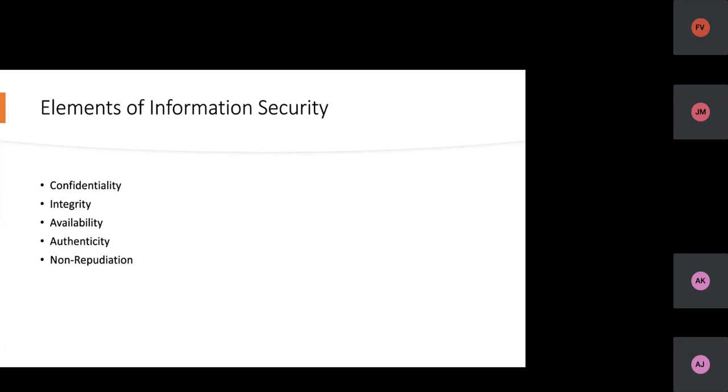Even availability is considered a hack. It is not necessary that data should be stolen, because if our data is not available to us, that is also considered a hack. That is also a violation of information security, because we want to access our information whenever and wherever we want. That is what availability is all about. You see that?